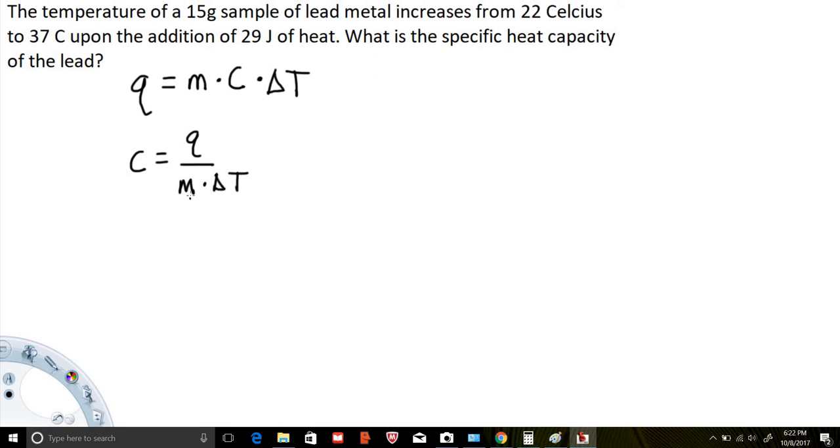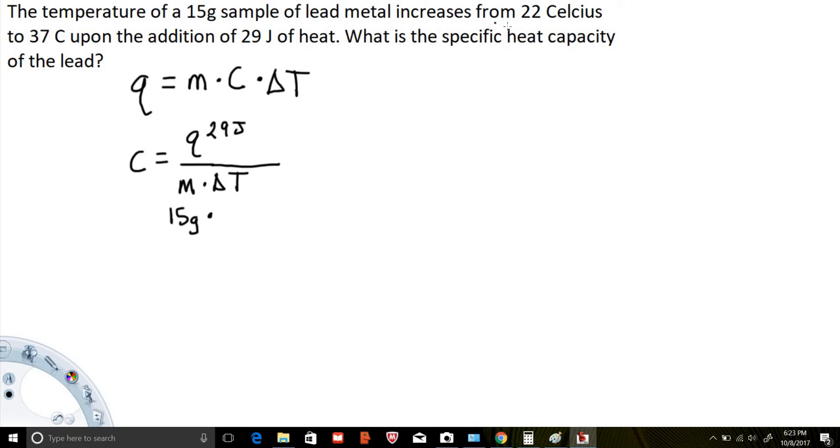Okay, so now we can start writing in some of the values that we were given. So Q is the heat in joules, and we are given that, so 29 joules of heat. And then we are going to divide that by 15 grams of lead that we are given in the sample, and we are going to times it by the change in temperature.